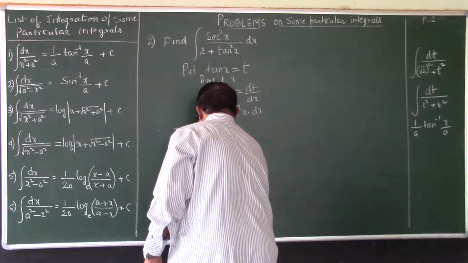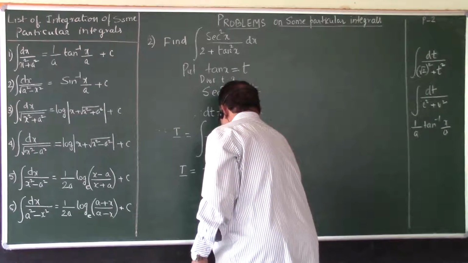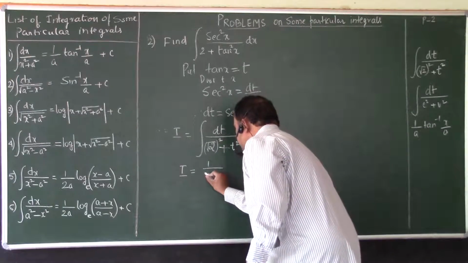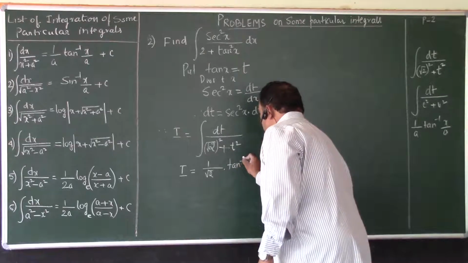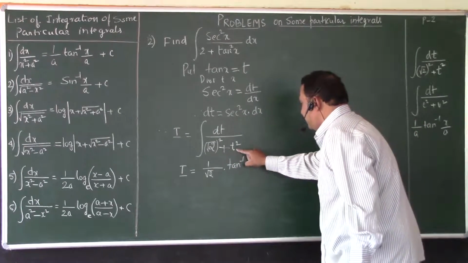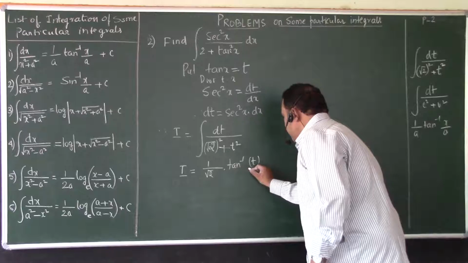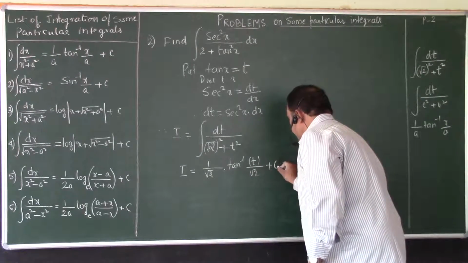Here a is root 2, since I can write 2 as root 2 squared. So a is just root 2. The answer is 1 by root 2 tan inverse of x, but we have the variable as t, so tan inverse of t by root 2 plus c.